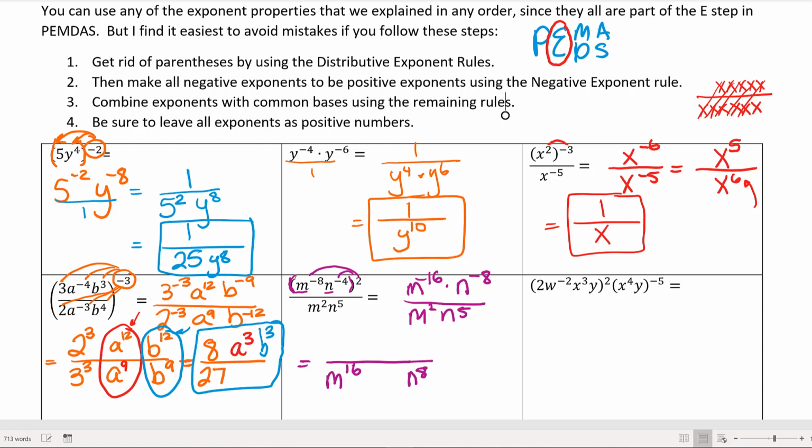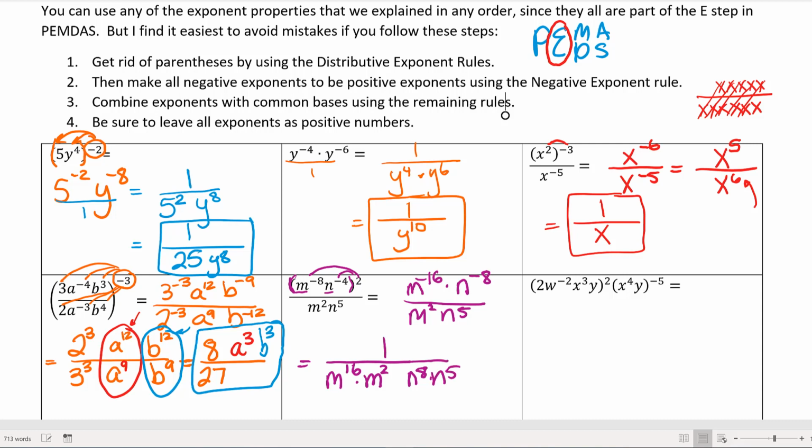Now I made the m and the n a little far away from each other, just so I can kind of group all the m's in the front and group the n's in the back. In the denominator, we have m to the positive 2. Now, it was already in the denominator. It's already positive, so we're going to leave it there. N to the 5 is already in the denominator. It's already positive, so we're going to leave it there.